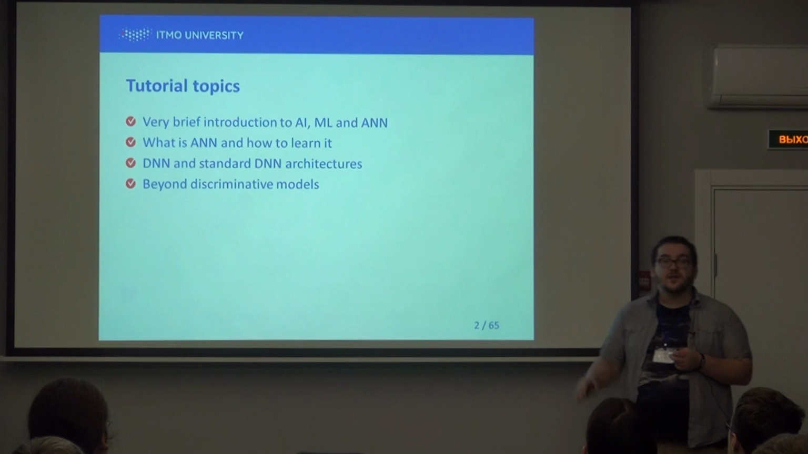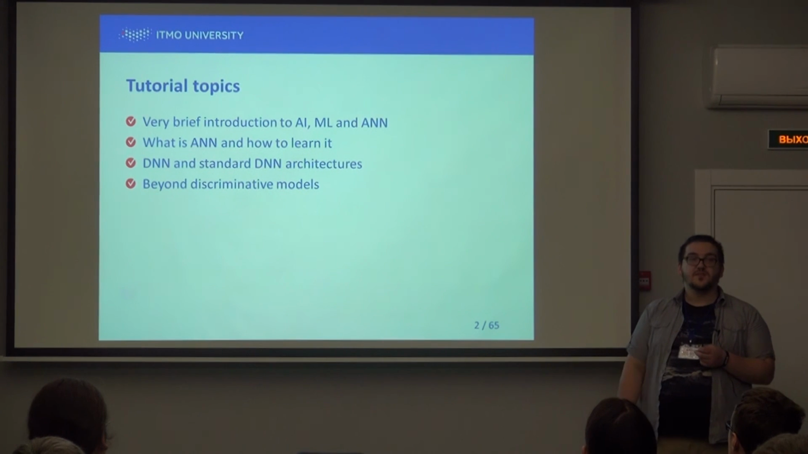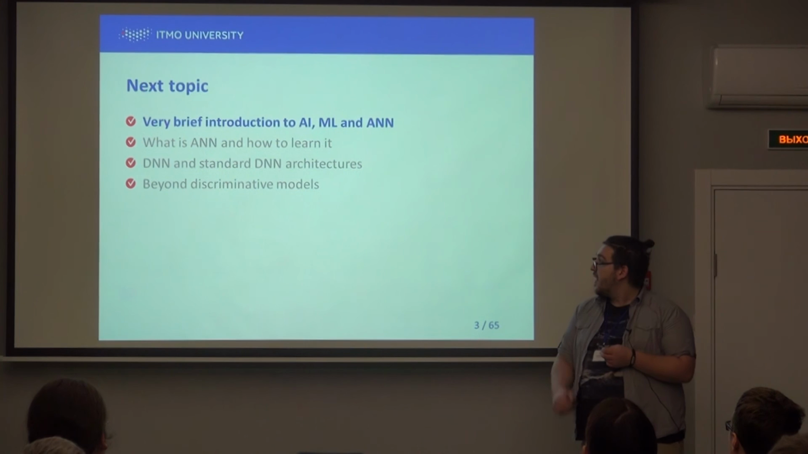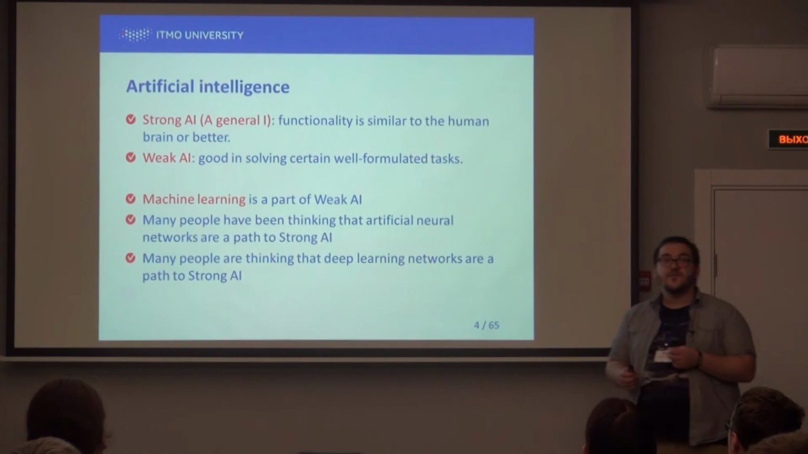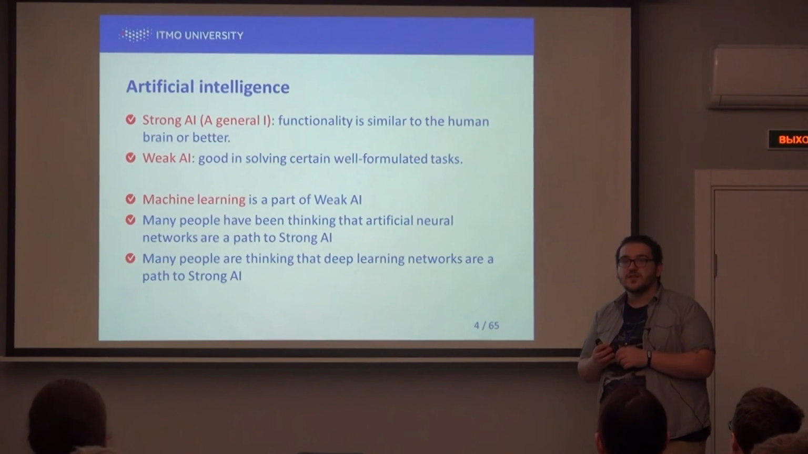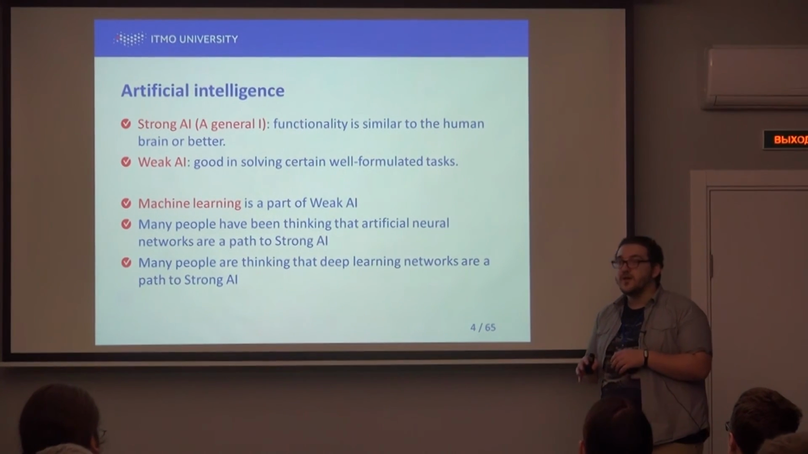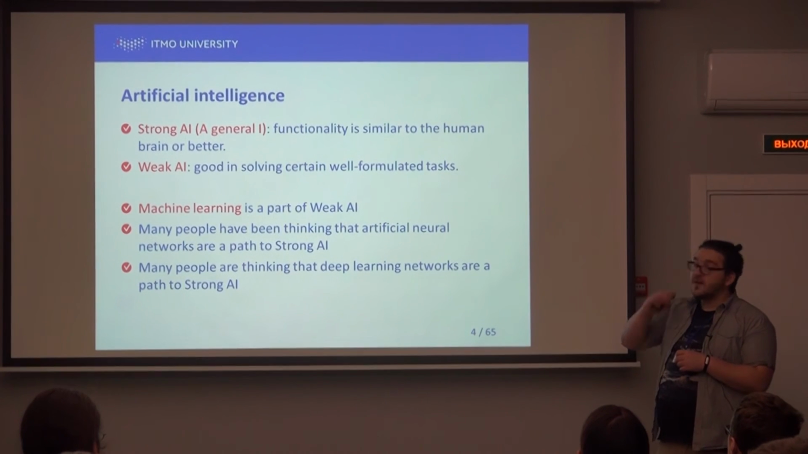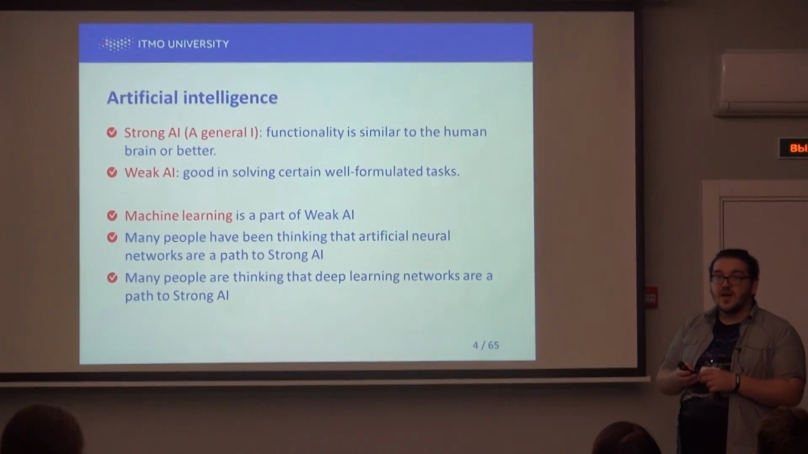So just 4 parts. The third one will be the most important and most interesting. Okay, so first of all, let's talk about what deep networks are and what the field to which they belong is. It's artificial intelligence.